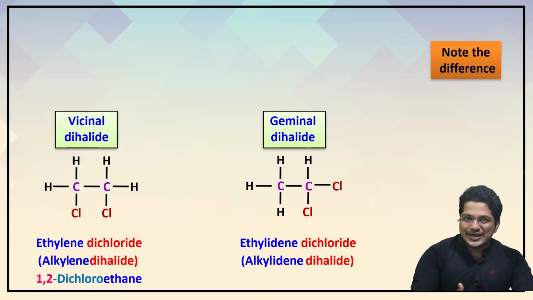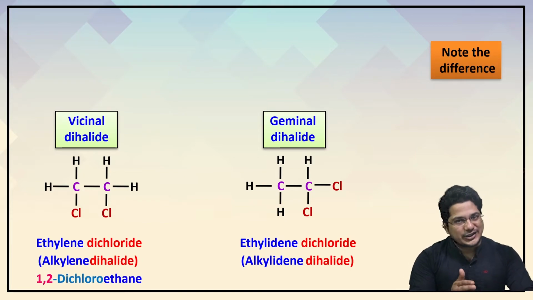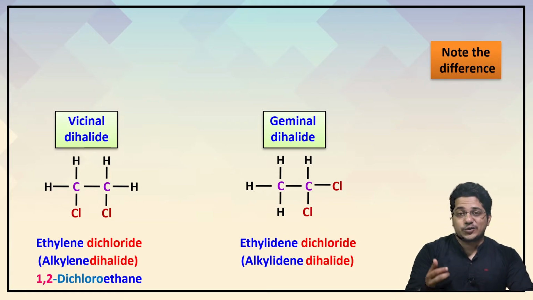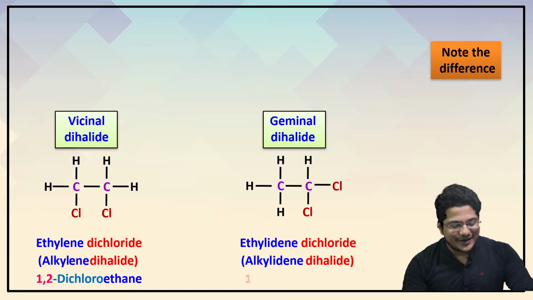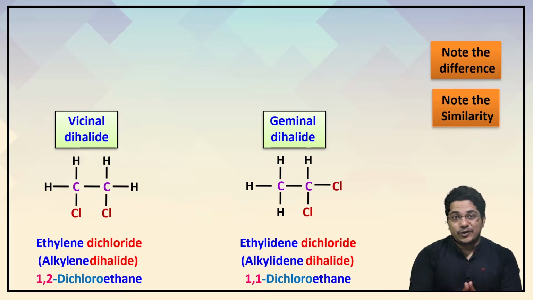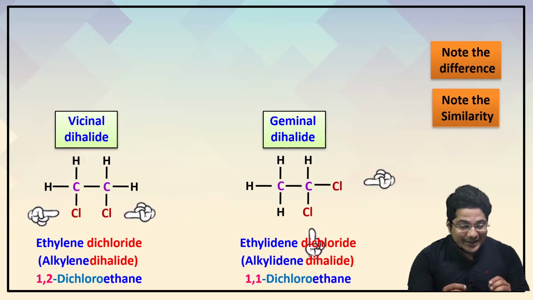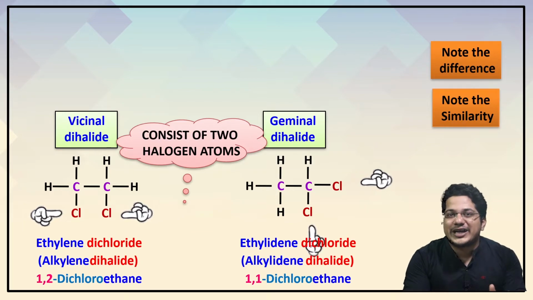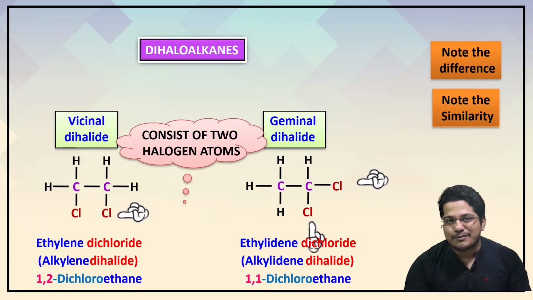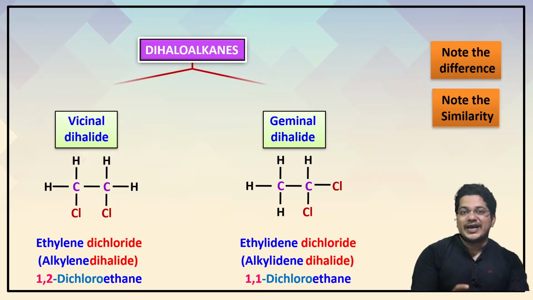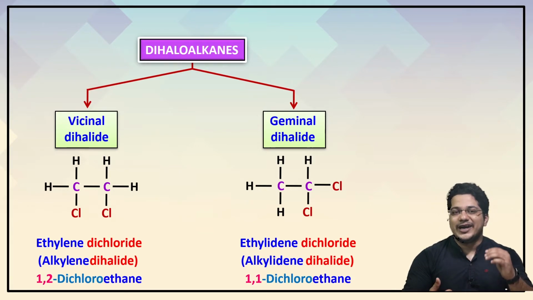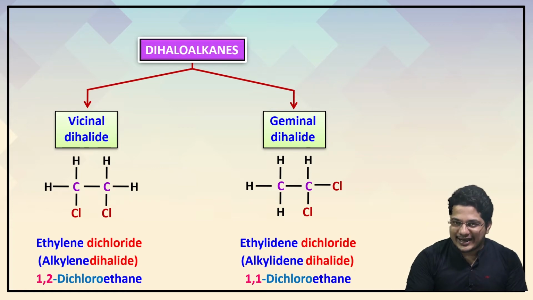Further, I could also name them according to the IUPAC nomenclature as 1,2-dichloroethane. The next one, geminal, would be referred to as 1,1-dichloroethane. Now, moving further, what is the next important thing that we need to understand? What is the similarity over here? The similarity is that दोनों compounds में दो halogen atoms हैं, and if two halogen atoms are there in both the compounds, definitely these compounds would be an example of dihaloalkanes. So what we can say, dihaloalkanes can be further classified into geminal and vicinal dihalides.